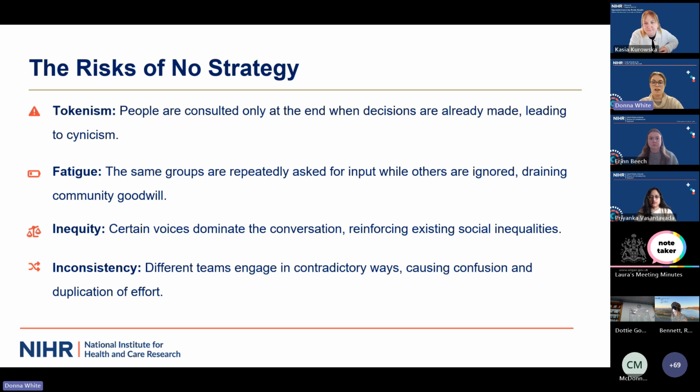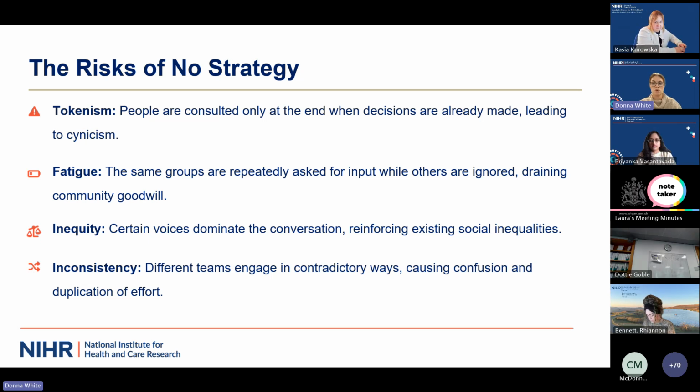And obviously, again, inconsistent quality. So different teams engage in different ways, leading to potential duplication, confusion, or contradictory practices. And again, I think most importantly, probably this lack of impact. Communities see little follow through, which damages this issue around trust and reduces participation next time.